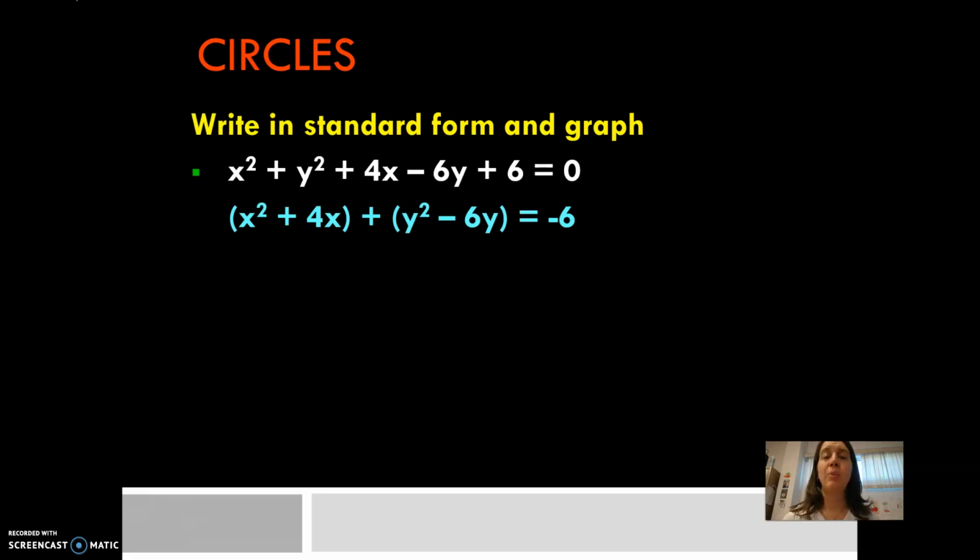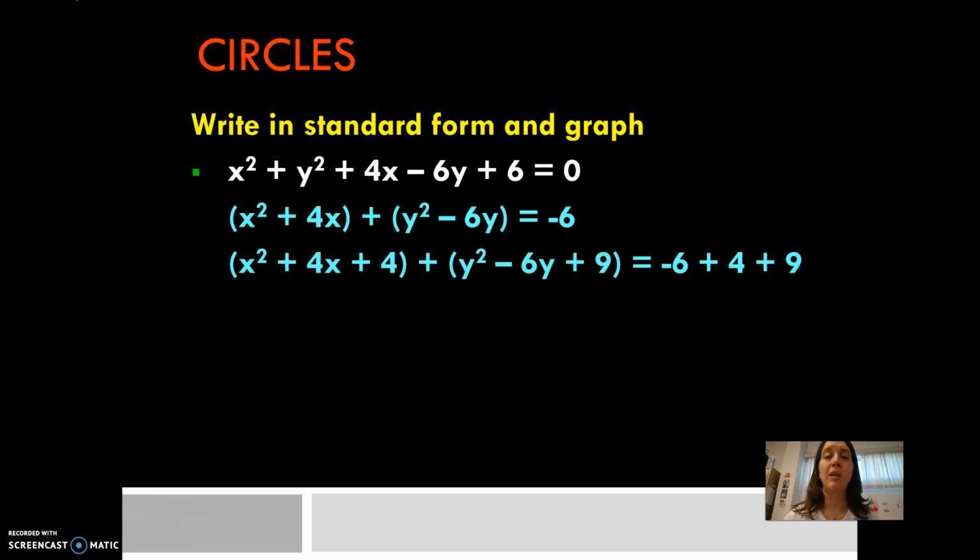Inside of our parenthesis with the x, our coefficient here is 4, so half of 4 is 2, and we square it, which gives us a 4. For the y parenthesis, half of 6 is 3. We're going to square it. That gives us a 9, and those are the two numbers that I want to add to our left side of the equation. Because those are on the left side, I need to add the exact same numbers to the right side of our equation as well.